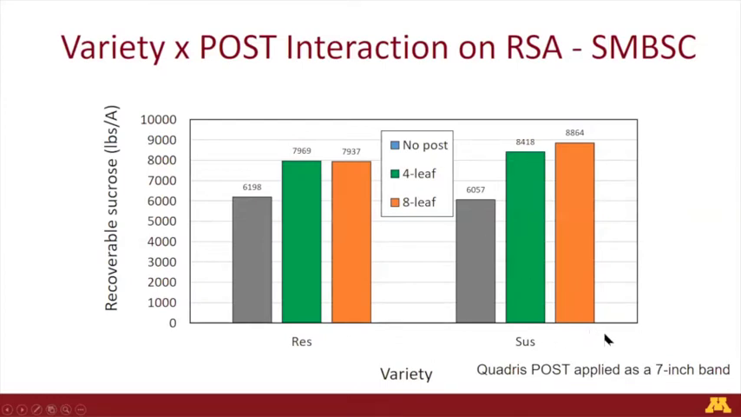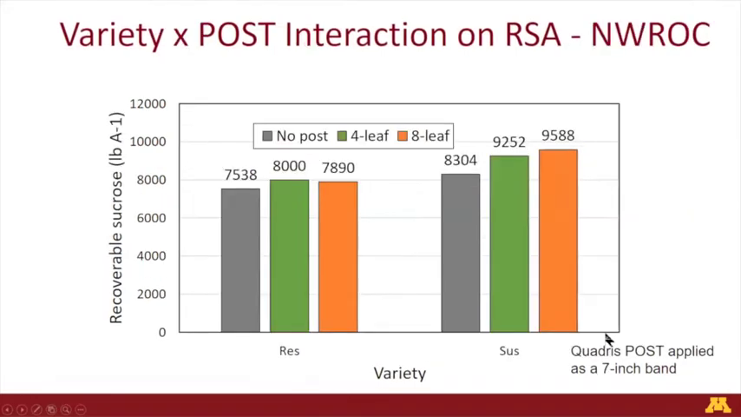And initially when I described these trials, I said the one at the Crookston location was not as severe. We got probably low to moderate disease by the end. Here you can see a bump at least from 7,500 to 8,000 RSA with 4 leaf, or about 7,900 with the 8 leaf application. A little bit of a bump, but again, it has better tolerance for rhizoctonia compared to the susceptible one, about 900 to 1,200 pounds increase depending on 4 or 8 leaf application. So we did see a benefit from post application at the Crookston location.